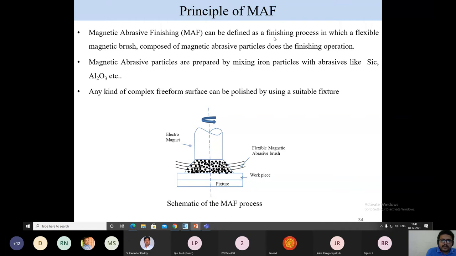Magnetic abrasive finishing can be defined as a finishing process with a flexible magnetic brush composed of magnetic abrasives. The process is simple. We are using a tool, which is an electromagnet, and we are subjecting the working zone around that tooling to a magnetic field. We are using some abrasive particles mixed with iron carbon particles, and we prepare a brush here. Due to the rotation and the slight gap between the fixture workpiece and this electromagnet, the brush that forms finishes the surface of the workpiece.